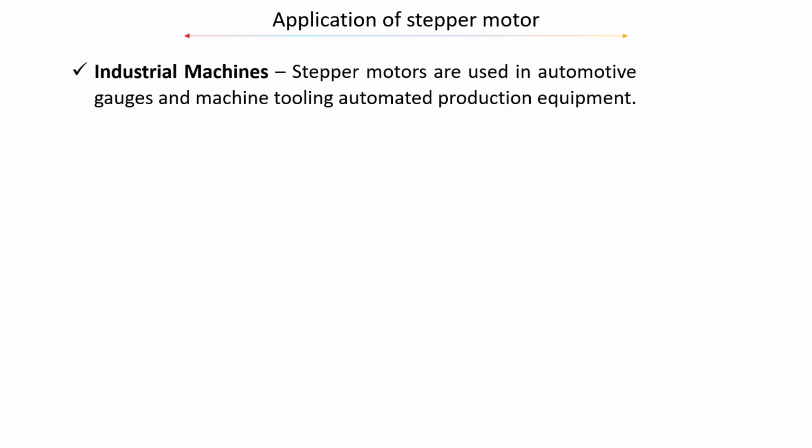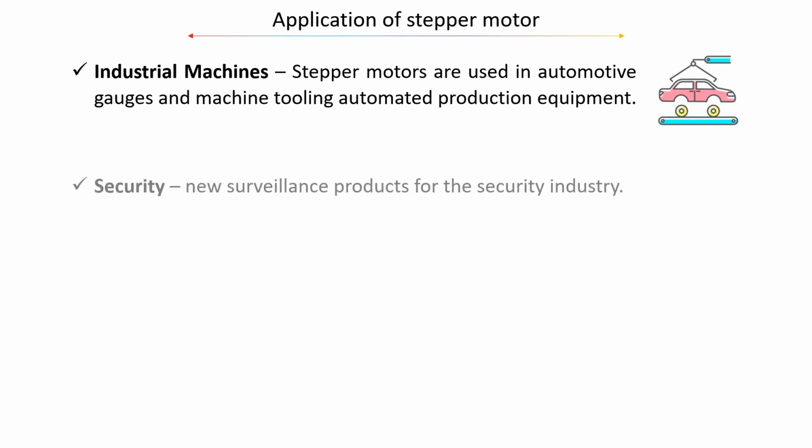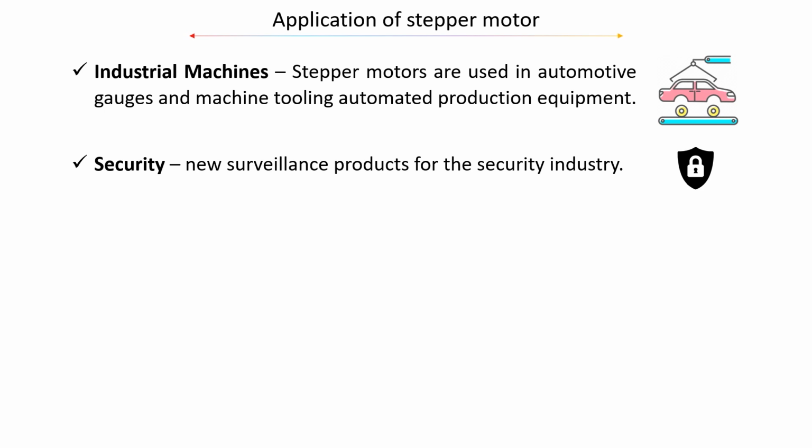Applications of stepper motor. This motor is highly used in industrial machines. Stepper motors are used in automotive gauges and machine tooling automated production equipment. These motors are also used in the category of security. New surveillance products for the security industry include the stepper motor.